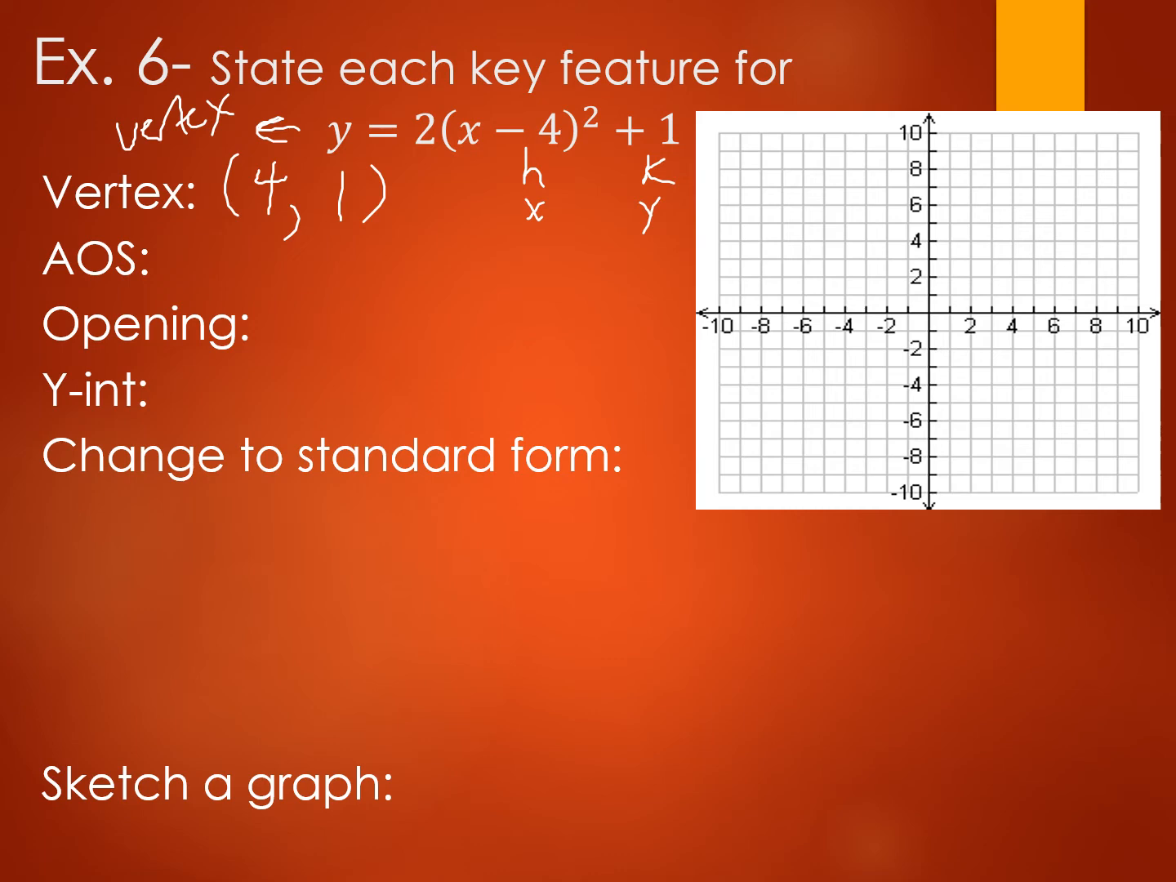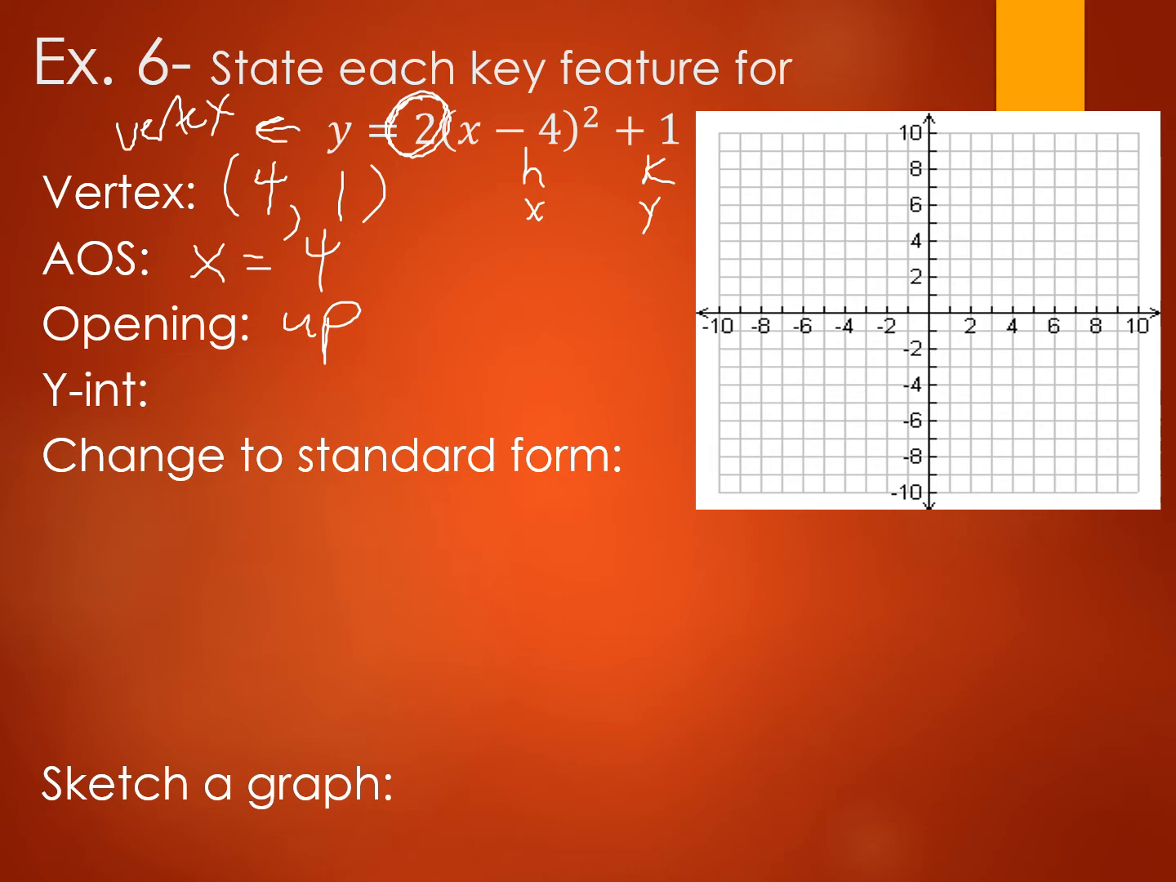And our axis of symmetry, that's the dashed line that cuts your parabola in half. It is always the x coordinate. So x equals 4. Opening, does it open up or down? You look at your a value. So here's our a value. If that's positive, it opens up. If it's negative, it opens down. That's positive, so it opens up.